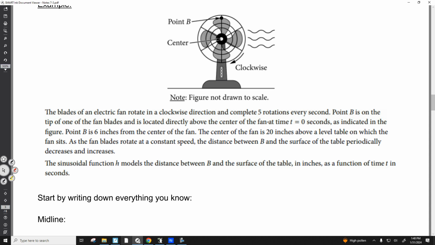The electric fan rotates in a clockwise direction and completes 5 rotations every second. This is not something you've seen yet, so this is new. And my question is, is the period 5? Does that mean B is 2 pi over 5? Take it. Is that your period?